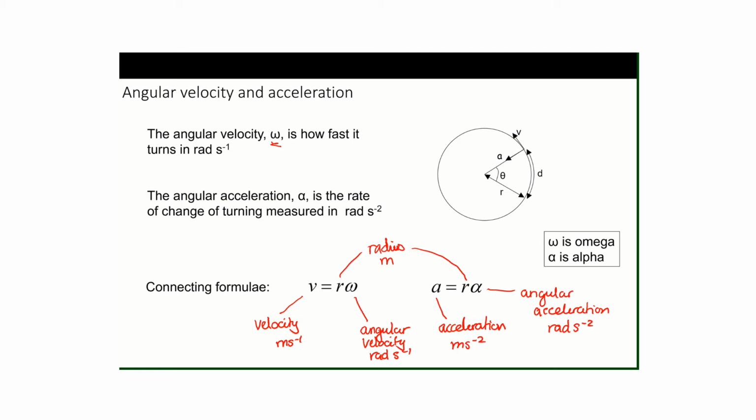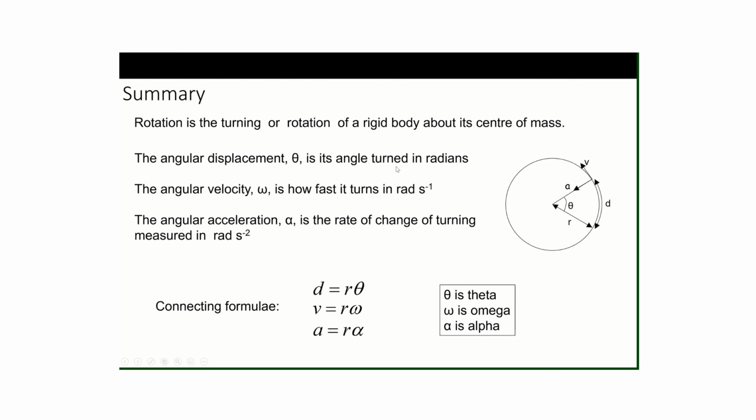The linear acceleration is still towards the centre, just like with circular motion, and the linear velocity is still tangential to the circle, just like in circular motion. But now we have two other things. We have angular velocity, which is omega, and angular acceleration, which is alpha. On this page, I've summarized what I've said on the previous sheets. It's probably worth you pausing the video at this point and copying this information down so you have it readily available.